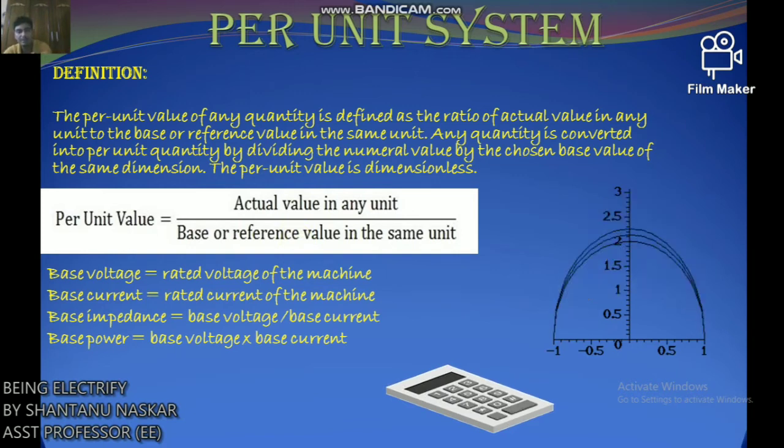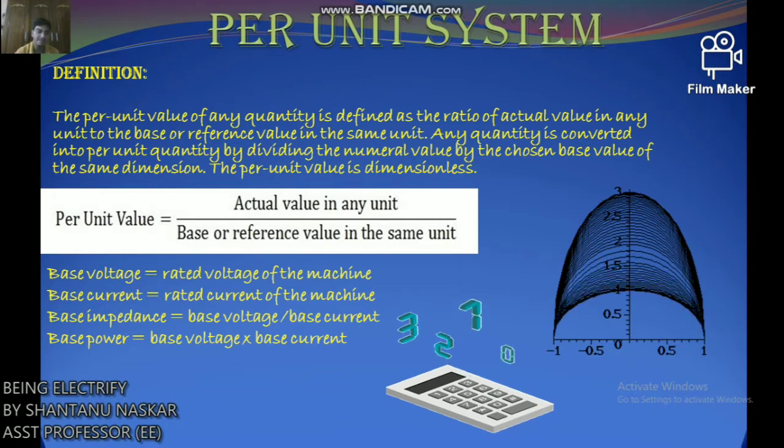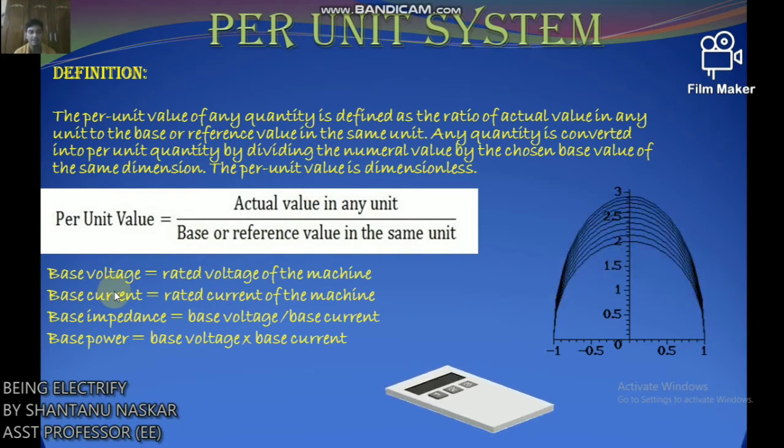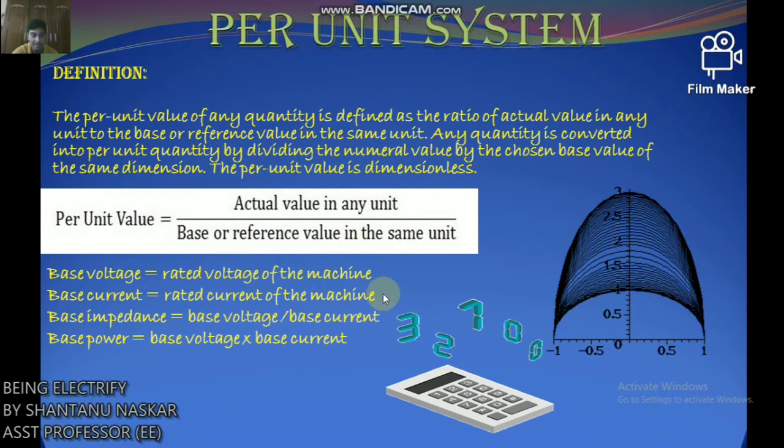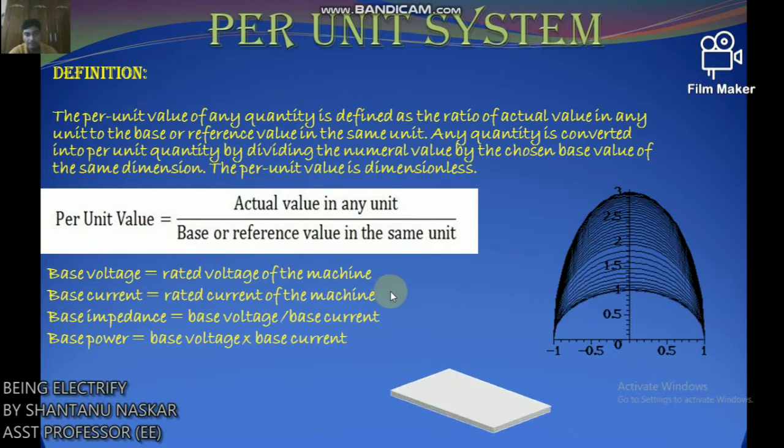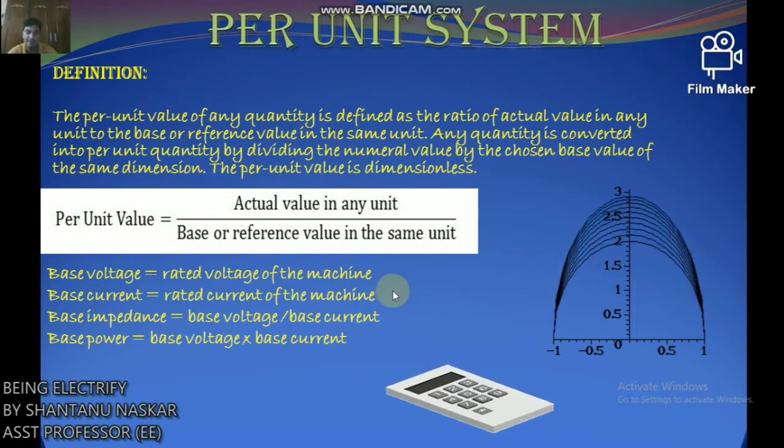It is usual to assume the base values as given here. Base voltage equals the rated voltage of the machine, base current equals the rated current of the machine, base impedance equals base voltage by base current, and base power equals base voltage into base current.